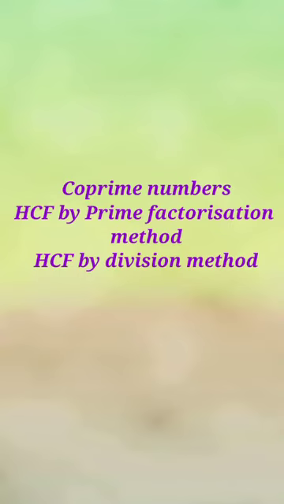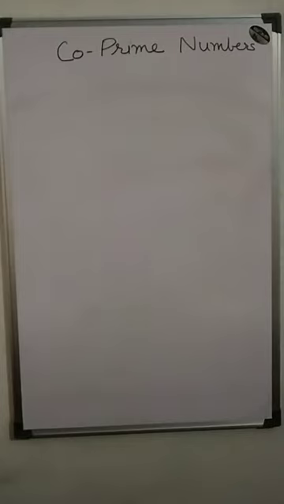Hello everyone, in this video I explain co-prime numbers, HCF by prime factorization method and HCF by division method. Okay. So, what is the meaning of co-prime numbers? The numbers having no common factors other than 1 are called co-prime numbers.